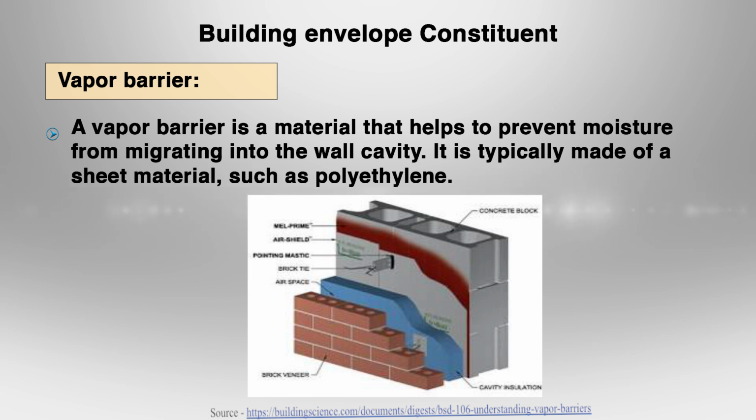and healthier. This helps to prevent condensation from forming within the wall cavity, which can lead to mold growth and structural damage. Additionally, a vapor barrier safeguards the insulation's effectiveness. Wet insulation loses its ability to trap heat, so keeping it dry is crucial for optimal thermal performance.